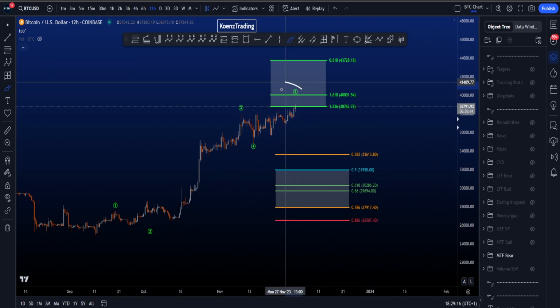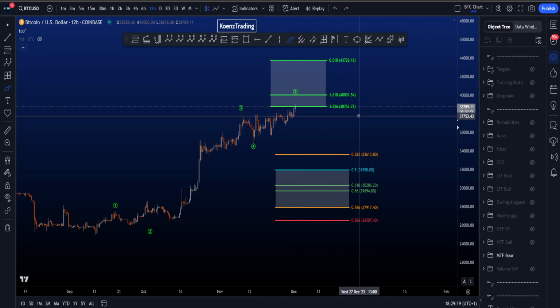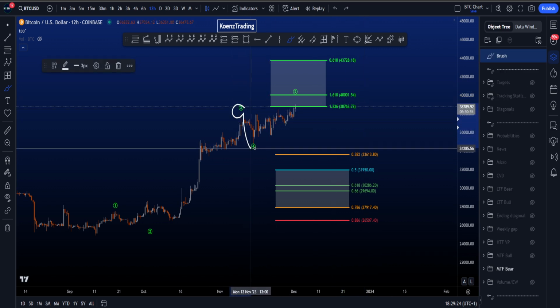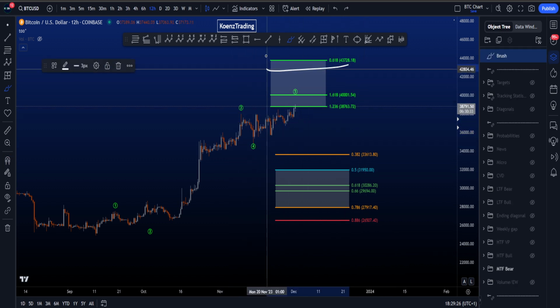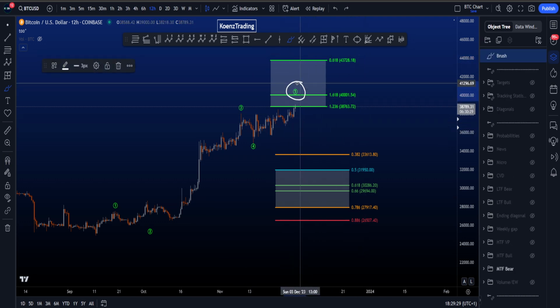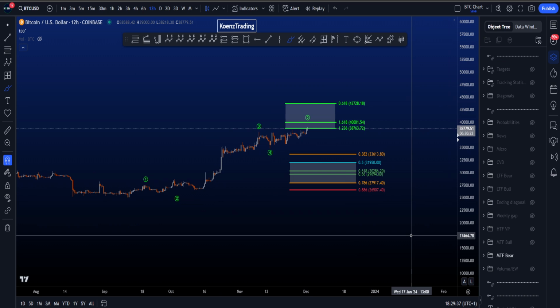Most common target for the green wave 5 is between the 1.236 and the 1.618, between 38.7 and 40k, with these fibs taken from the high to the low over here, and the 0.618 is a maximum target at 43.7k for a potential wave 5. After this wave 5 is in, we are then looking for a retracement to the downside.